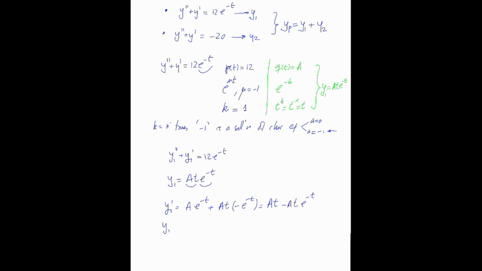The second derivative will be here, the derivative, this is e to the minus t. So let me erase it and write it properly.